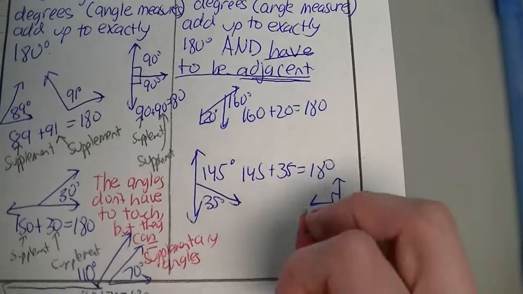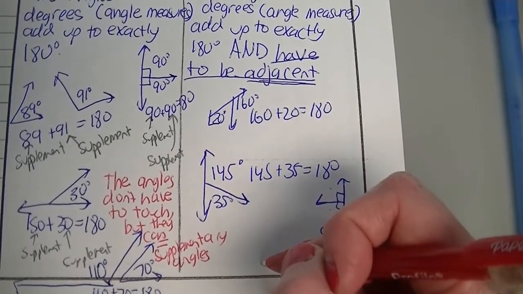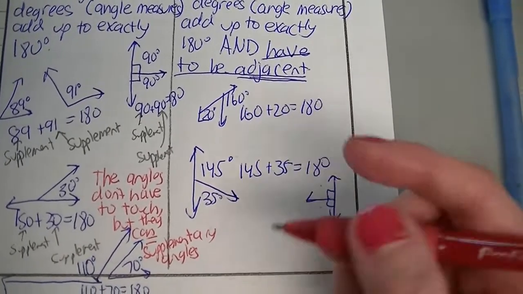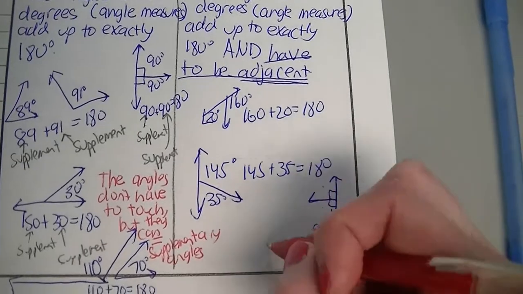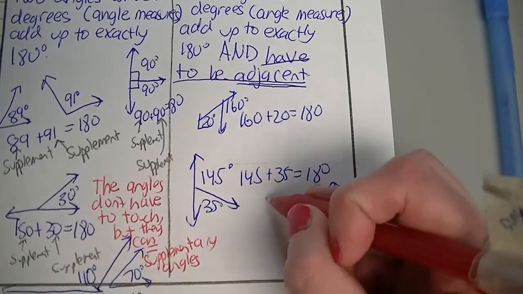So the bottom line with linear pairs, the angles have to share a line, they have to share a vertex and a line or a ray. In other words, they have to be adjacent in order to be linear pairs. So I'm going to find a spot to write that.